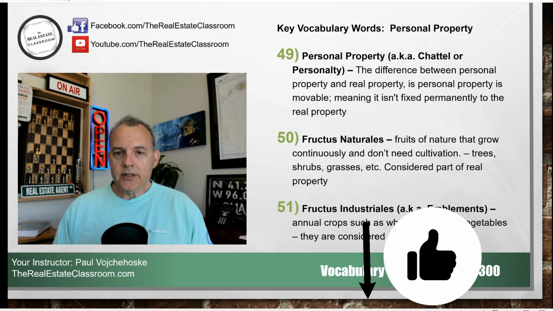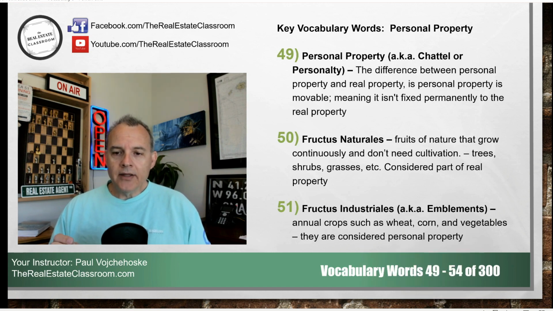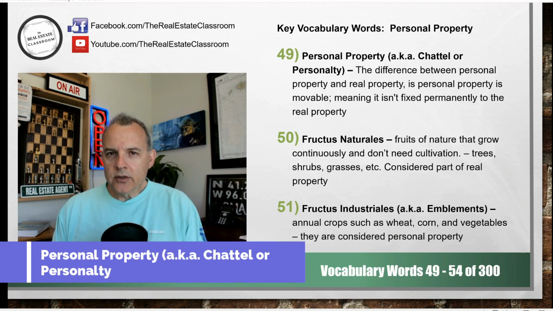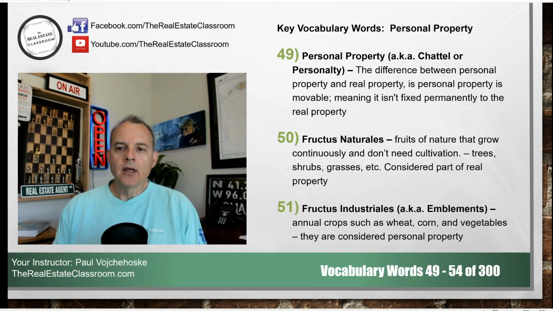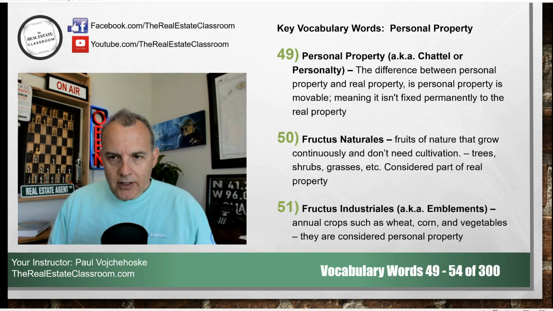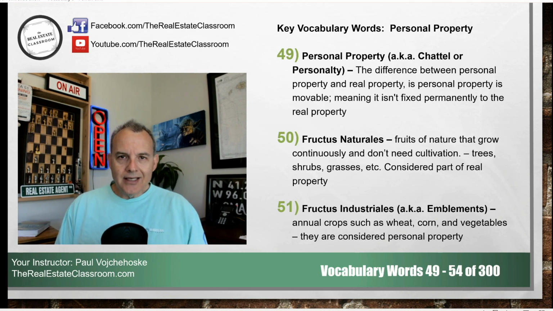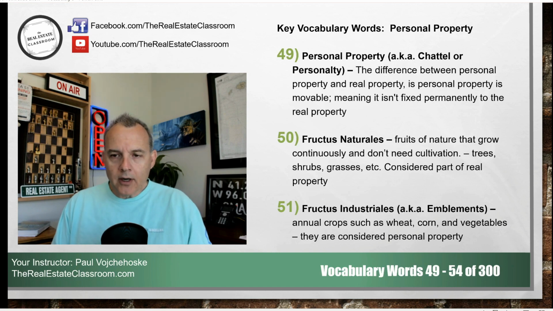In today's video, we're going to discuss vocabulary words 49 through 54 of 300, and every word discussed today revolves around personal property. Personal property, important thing to know. So let's start with number 49, personal property. Now, understand that personal property can also be referred to as a chattel or personalty. Not personality, but personalty. The difference between personal property and real property is personal property is movable. Real property is fixed to the land.